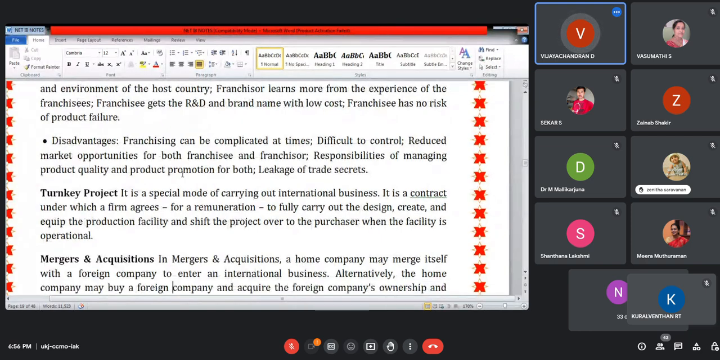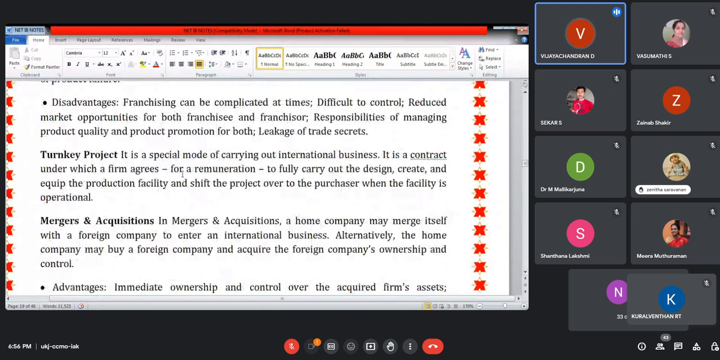The other thing is acquisition or merger. So yesterday I told about accounting standard 14.